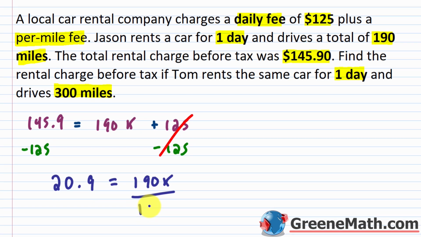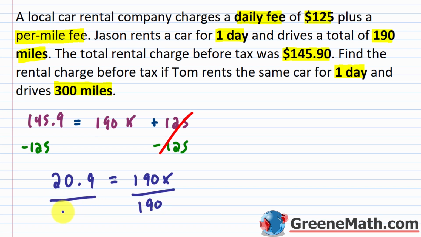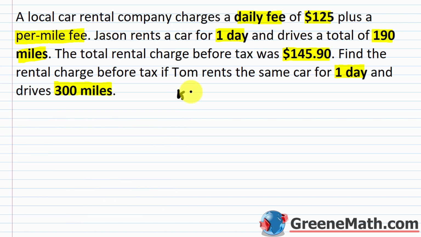So I'm going to divide both sides of the equation by 190. Of course, this is going to cancel, and you're going to get k is equal to 20.9 divided by 190, that's 0.11. So essentially, it's 11 cents per mile. So let me erase everything, and I'm just going to write that k is equal to 0.11, again 11 cents per mile, and then just rewrite the model. So y is equal to 0.11 times whatever x is, we'll plug in a moment, plus, again, that daily fee of $125.